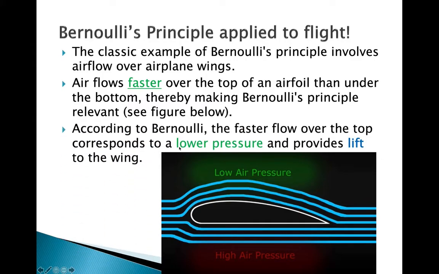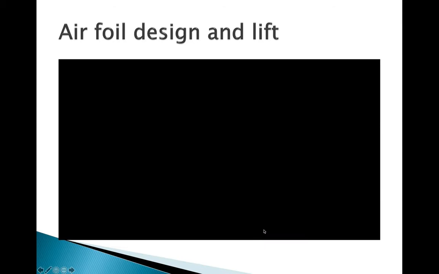Okay, so again, according to Bernoulli, the faster flow over the top corresponds to lower pressure and provides lift to the wing. Okay, I know that's a lot to write down. That's really only the full amount that you need to write down today. But I do also suggest that you draw this and maybe even label it. And you could even draw some really fast moving particles of air, just like if you're on a really steep water slide. It's going to go faster. You can pause me if you need to. I'm going to keep going. All right, we're going to watch one more video.